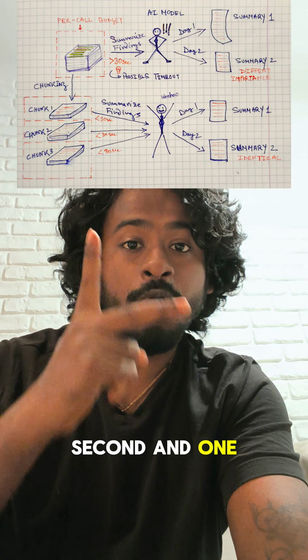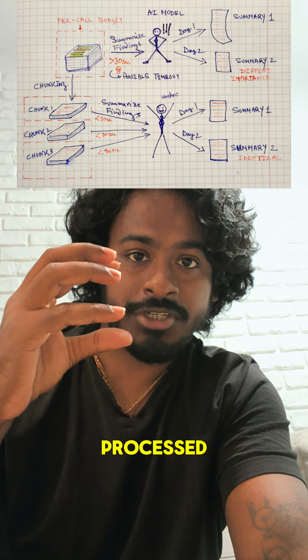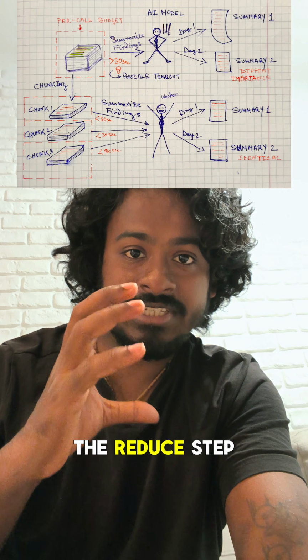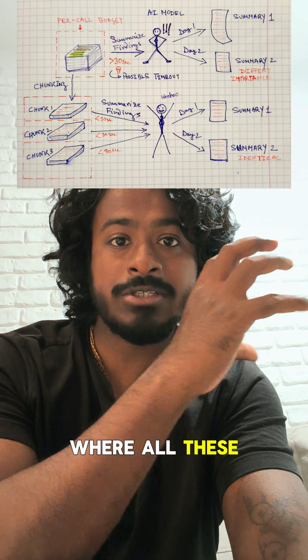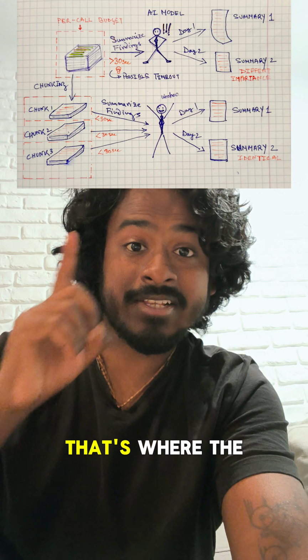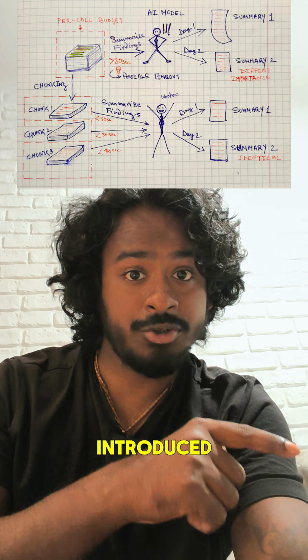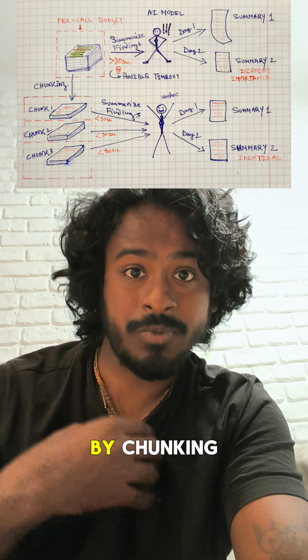Second, and one of the biggest: once the chunks are already processed, the reduce step, where all these chunks come together to provide a concise, proper summary, is where the possibility of error or variance is introduced, which we are trying to reduce by chunking.